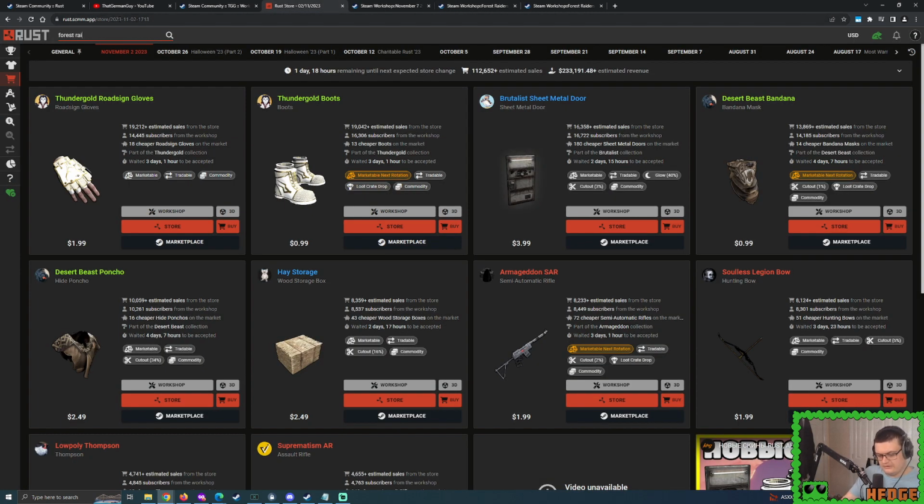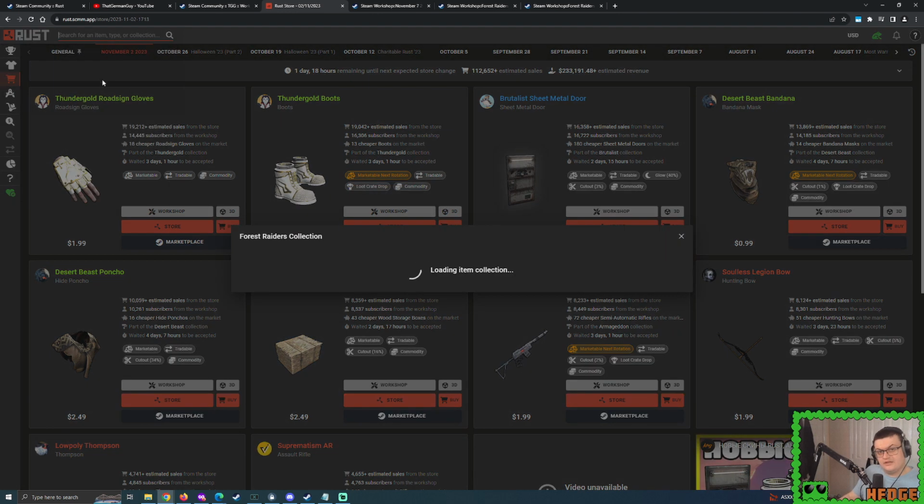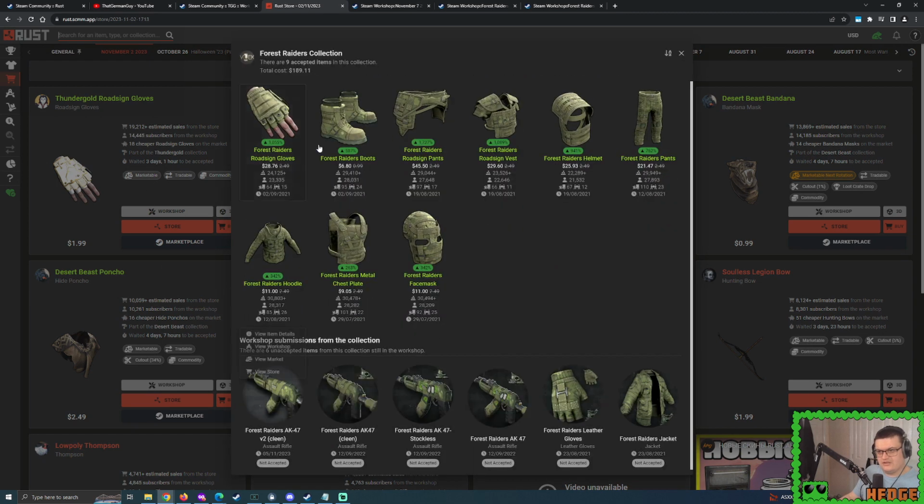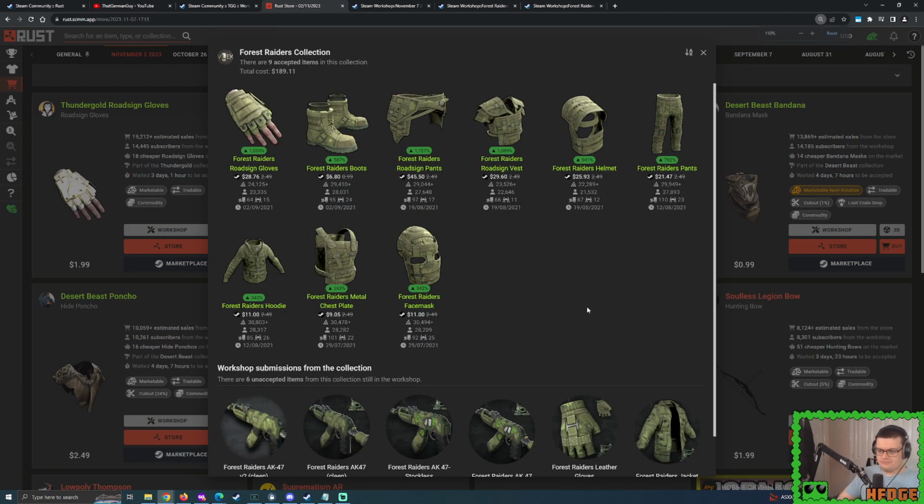Forest Raiders. As you are well aware, Forest Raiders is a very desirable, much sought-after collection. It is quite expensive as well. As you can see, all of the set is $200. This is probably the absolute best green camouflage we have in the game. It is. We know it is. And it's also very expensive.